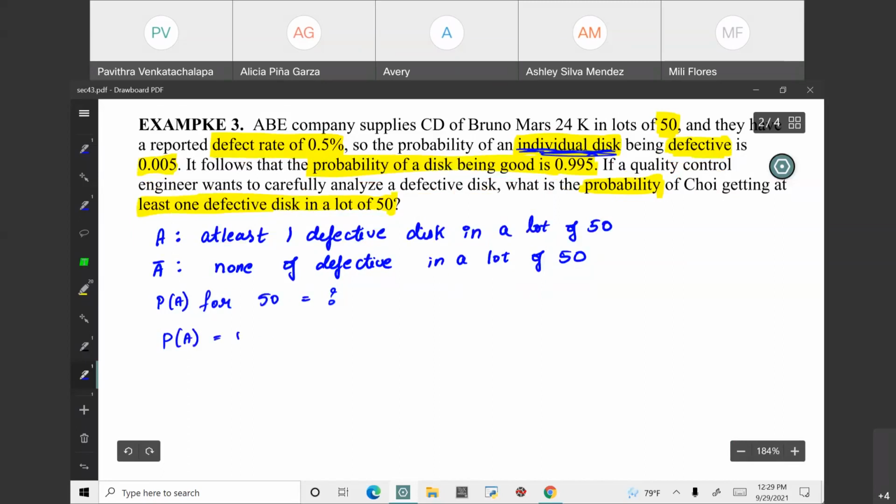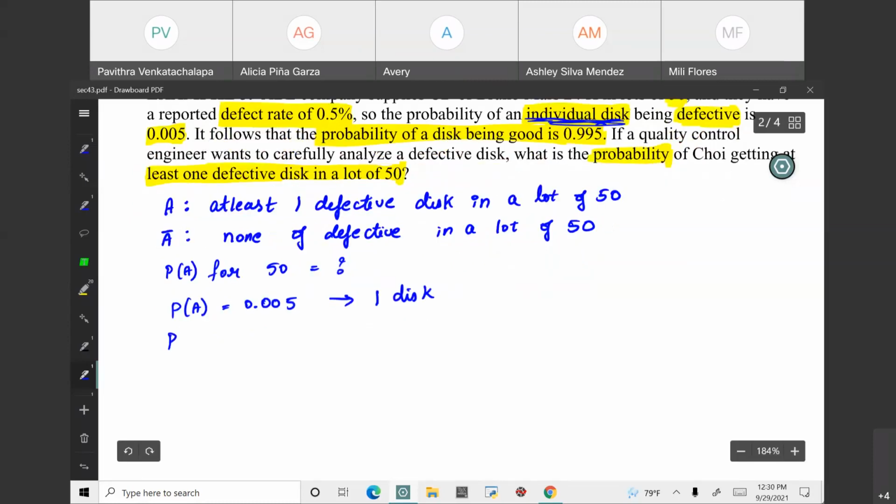P of A is 0.005. This is for one disk. Do not get confused here. We are talking about 1 versus 50. Then what is the probability of A complement? It is 1 minus 0.005 by the formula. Then the answer must be 0.995. Now remember, the answer which we got here is only for one disk.